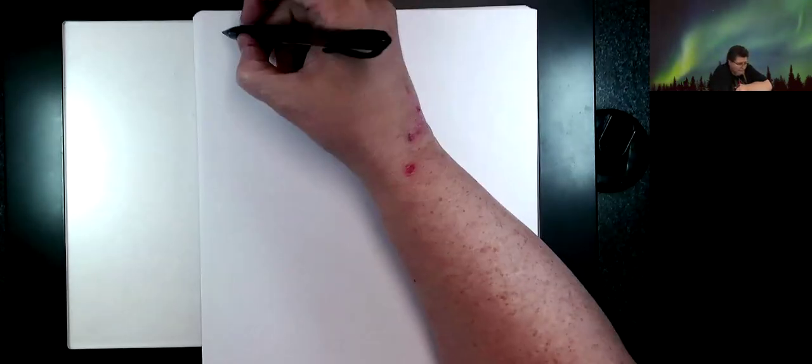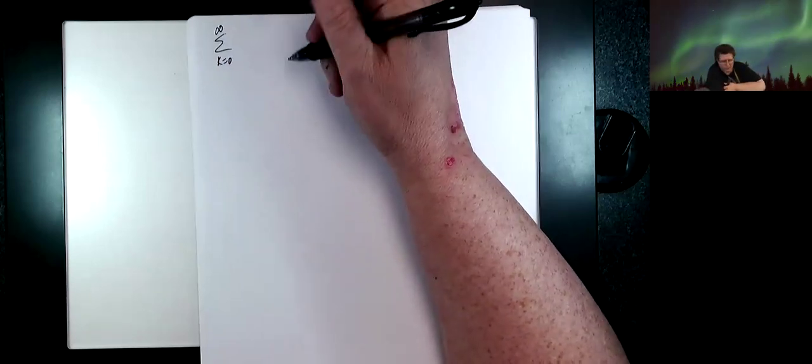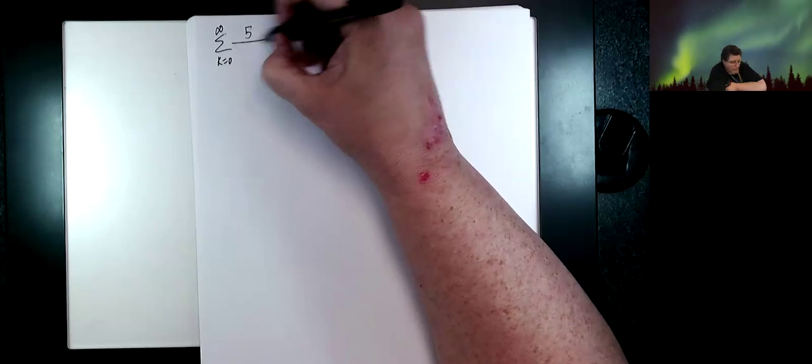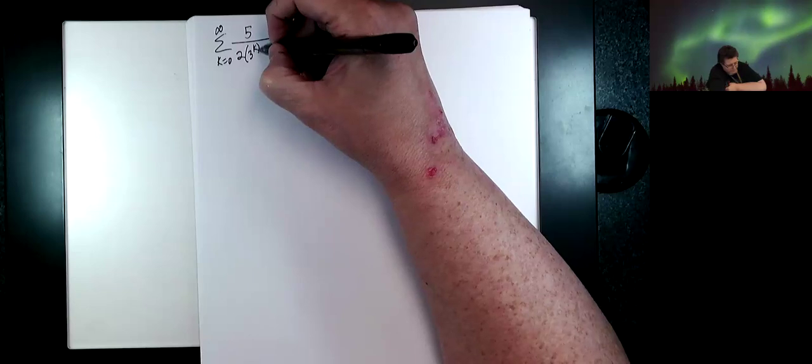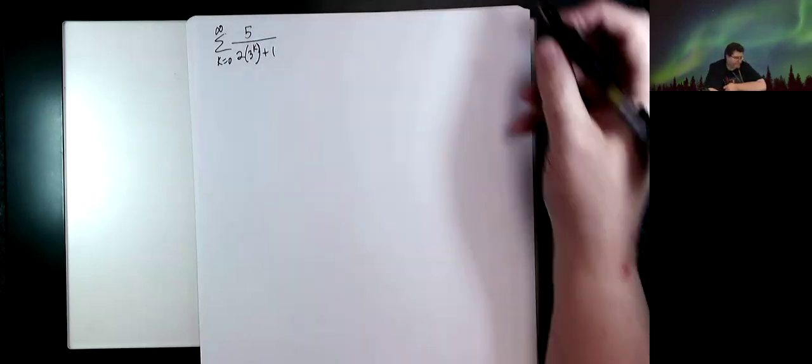Let's do some of... Oh, I didn't write down the starting value, so I'm going to just go with k equals 0. 5/2 times 3 to the k, plus 1.